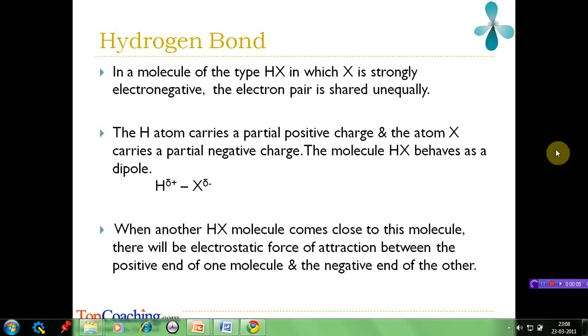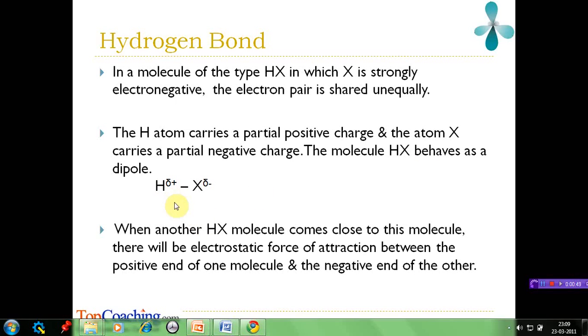A special type of bond is the hydrogen bond. Consider a molecule of the type HX in which a hydrogen atom is linked to a strongly electronegative atom denoted by X, which can be fluorine, oxygen or nitrogen, and hydrogen and X are related to each other by a normal covalent bond. Now the electron pair is shared unequally, of course, because X is much more electronegative as compared to hydrogen. Hence, the shared pair of electrons will lie further from the hydrogen atom, so that the hydrogen atom will carry a partial positive charge.